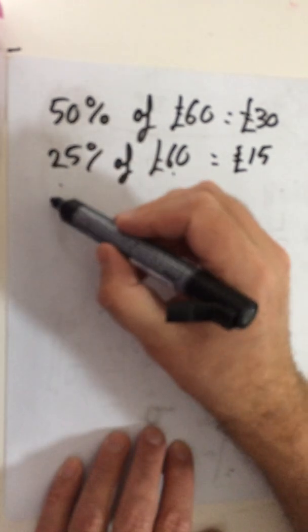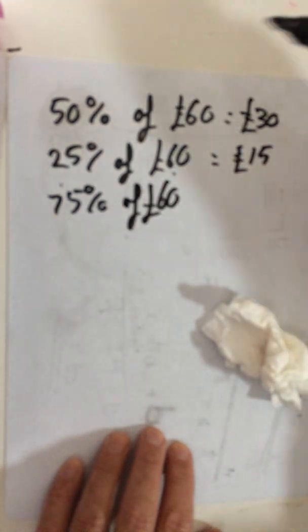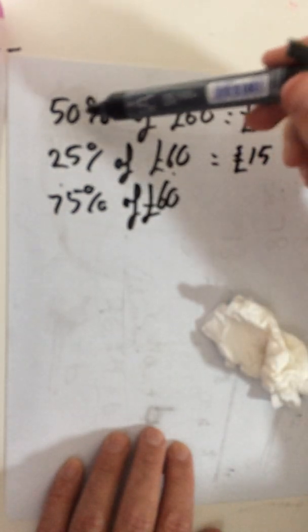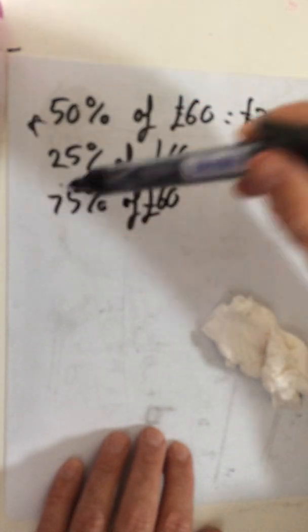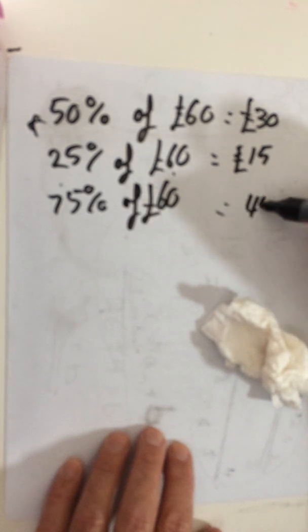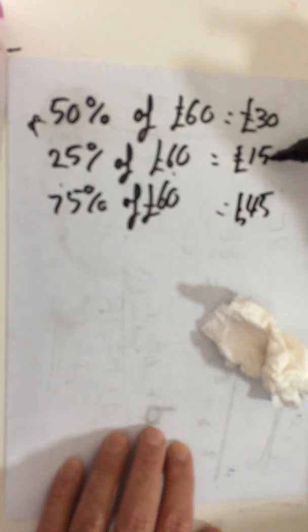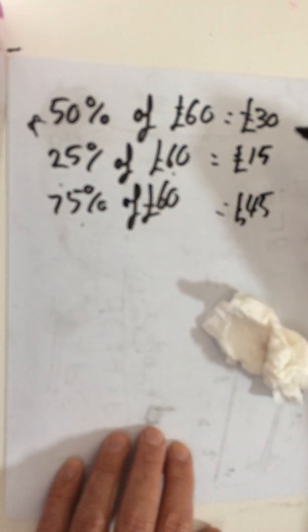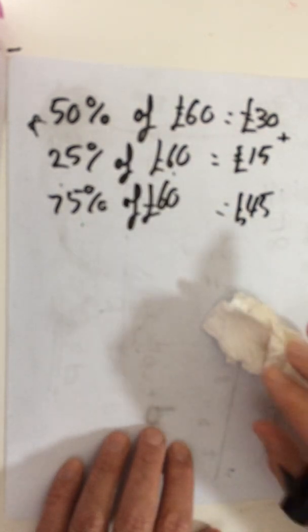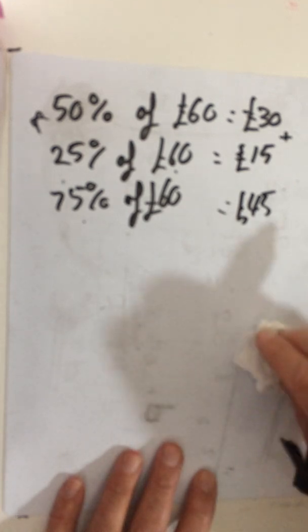And from there you can obviously work it out if you're asked to do 75% of £60. Again, you do your 50%, add your 25%, gives you 75%. So if you add these, you get £45, isn't it? Because 50% is £30, 25% is £15. So 75% must therefore equal £45 because we're adding these along. So they're useful percentages to be able to find.